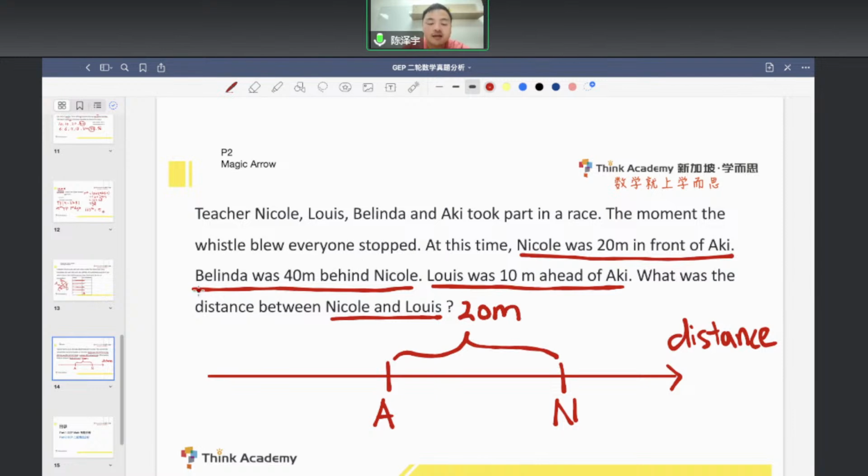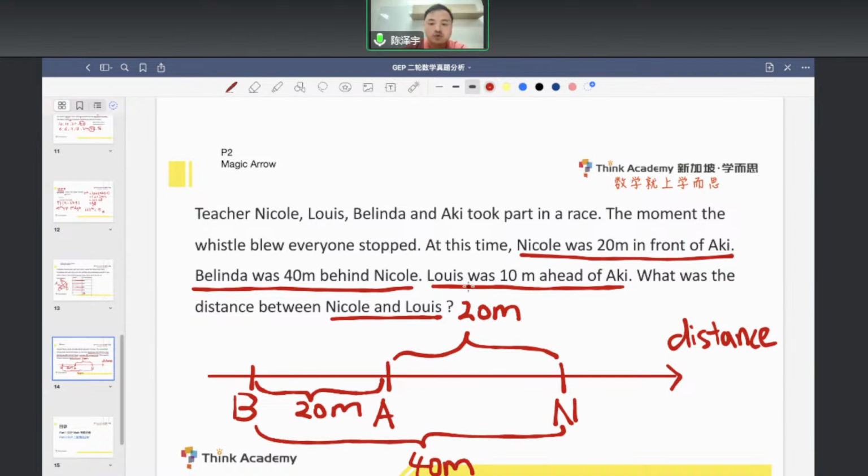Then the second part says Belinda was 40 meters behind Nico. So Nico is here already, then 40 meters behind. Let's move backwards. So move 20 meters until Aki's position. Then we need to move back some more. But how much more? You should know that here is 20 meters. Therefore, you can get the whole thing to be 40 meters.